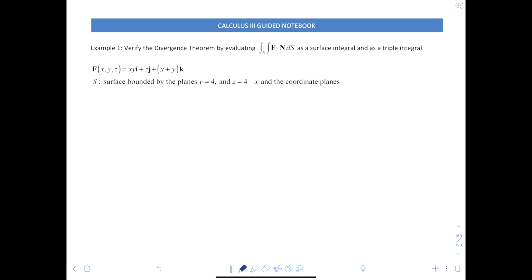So let's do it. Our first task is to verify the divergence theorem by evaluating the integral over the surface of the dot product of the vector field F times the unit normal vector that's directed upward, dS, as a surface integral and as a triple integral. All right, so we're going to do it the easy way and the hard way. So we're going to need a couple things here.